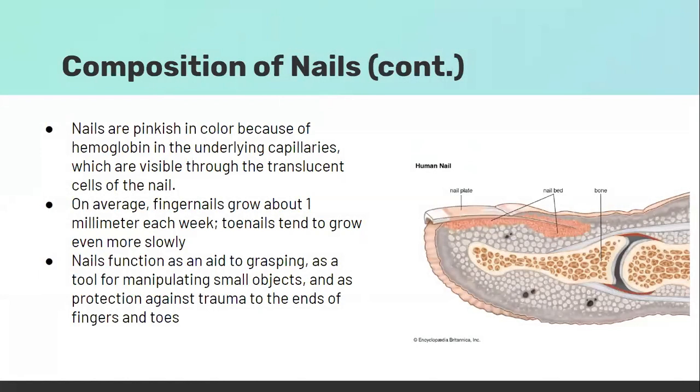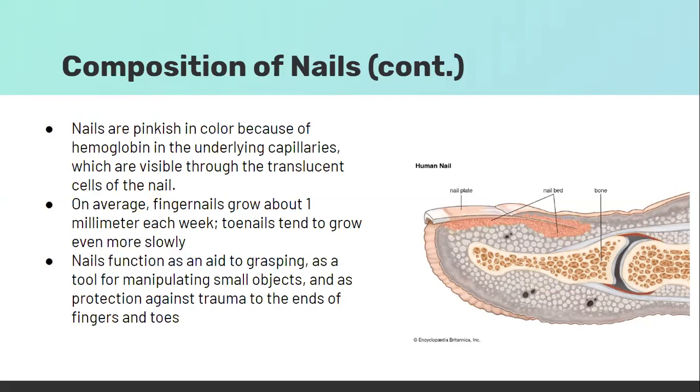So nails, if you notice, are pinkish in color. They're not all white because the hemoglobin, the blood in the underlying capillaries of your nails, is visible through, because your nail cells are pretty translucent. They're not a solid color. On average, your fingernails grow about 1 millimeter a week, and toenails tend to grow more slowly.